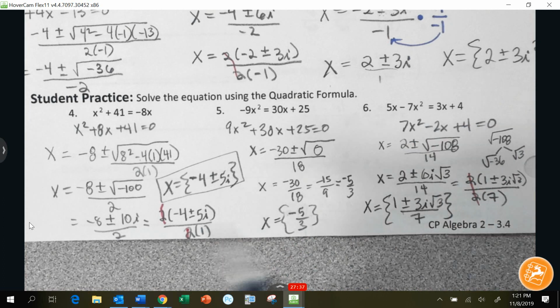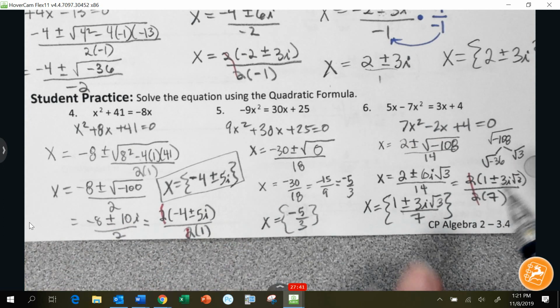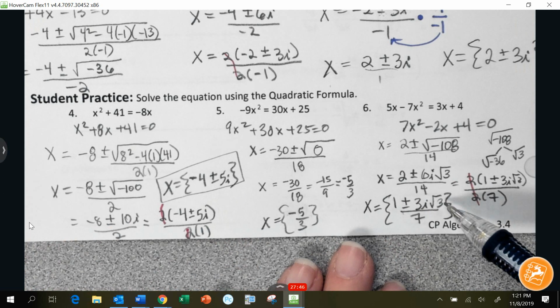Okay, so I have my 3 answers. I got negative 4 plus or minus 5i. I got negative 5/3. And then I got over here 1 plus or minus 3i radical 3 all over 7.